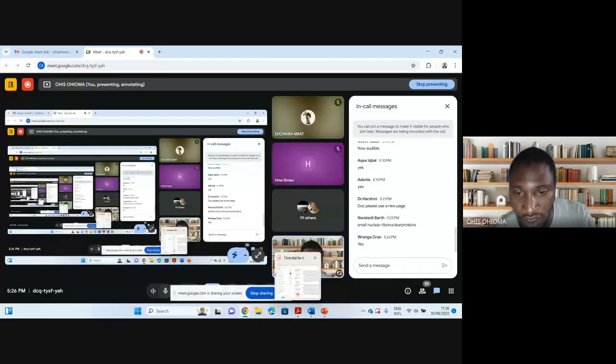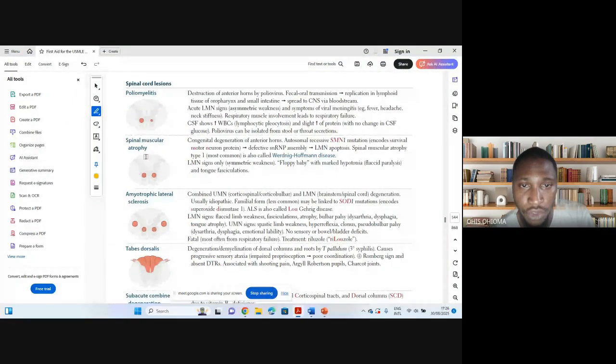So you can see here that spinal muscular atrophy is also known as Werdnig-Hoffmann. You can just know this for exam sake, and then you know the mutations involved. The presentation is that the patient has tongue fasciculations. You can also see this in ALS. But the difference between these two is that ALS has upper motor neuron lesions. The corticospinal tracts are involved, the lateral corticospinal tracts, and the corticobulbar tracts are also involved here.